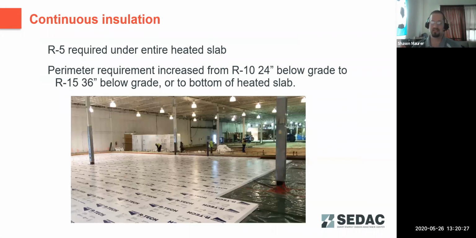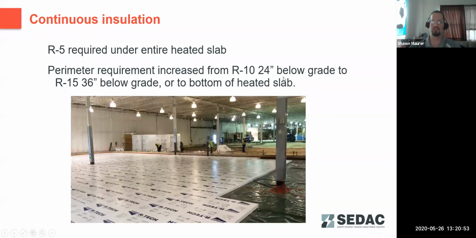If you have a heated slab in your building, underneath that heated slab is required to have R5 insulation underneath the entire slab. And your perimeter requirement is increased from R10, 24 inches below grade, to R15, 36 inches below grade, or to the bottom of your heated slab. So if your heated slab is only 2 foot below grade, then you'd only need to go that 24 inches.